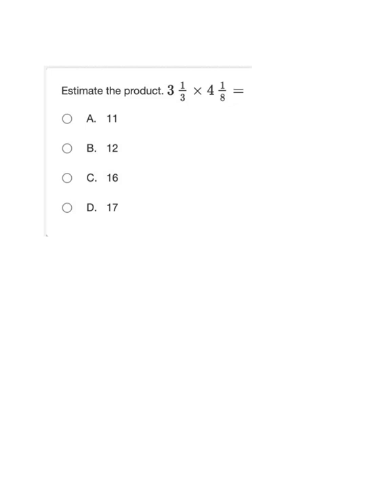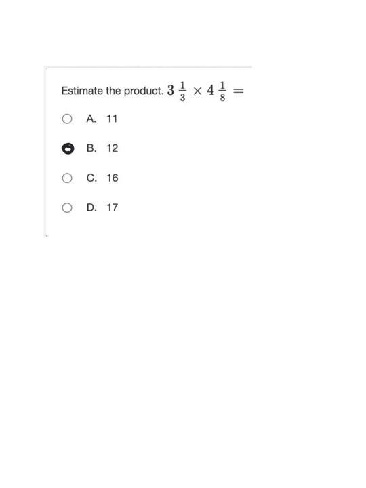Okay, this next question asks us to estimate. We're going to estimate 3 1/3 times 4 1/8. Now, I know 11 is too small because 3 times 4 is 12, so my product needs to be at least 12. And 16 and 17 seem too big to me. So I'm going to go with 12.